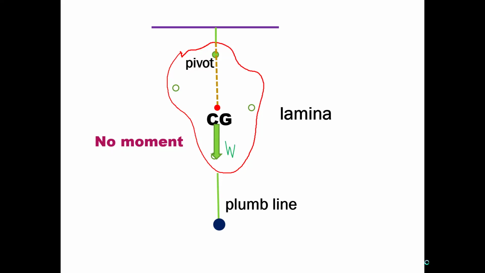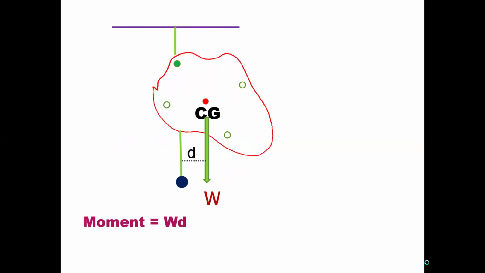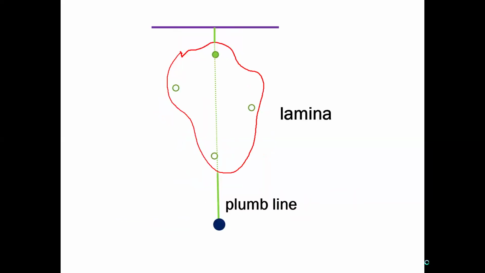We first push the card, allow it to oscillate freely, and when it comes to rest, we record the position and draw lines on the card looking at the pivot position. If the CG is not below the pivot, the object will continue to move. It will keep on swinging. So once the card stops, we draw a line on the card looking at the lamina and the plumb line.